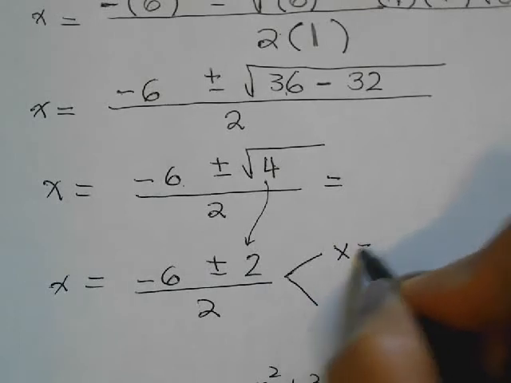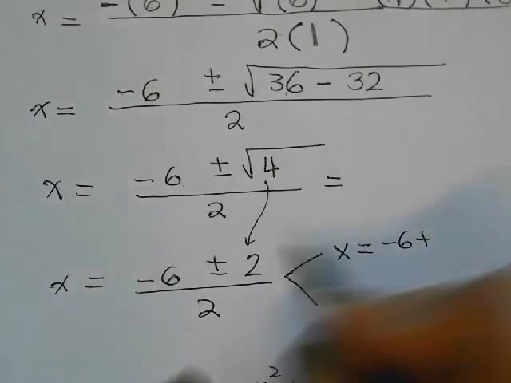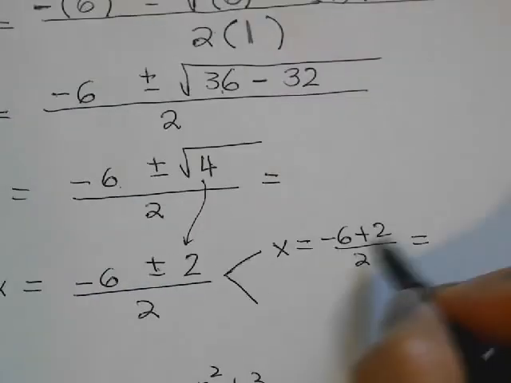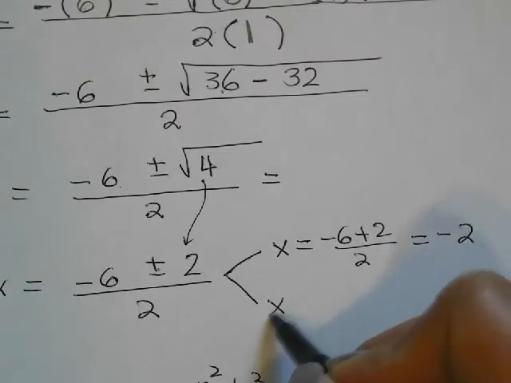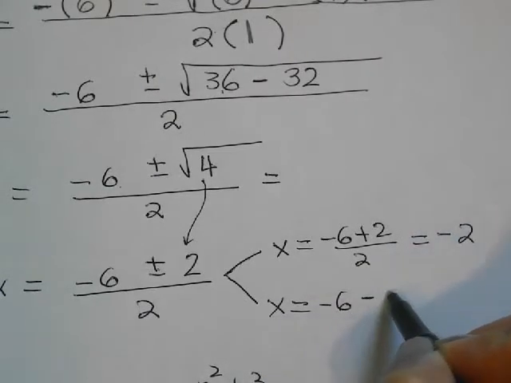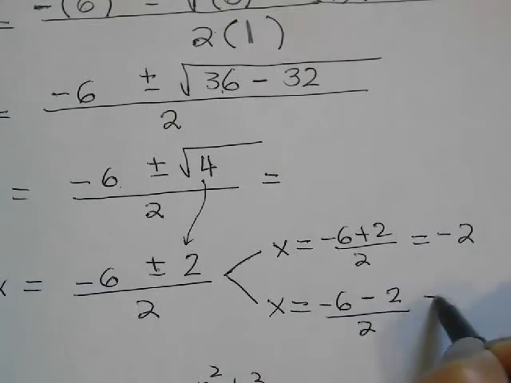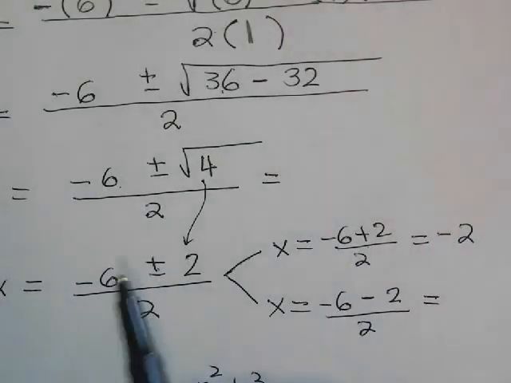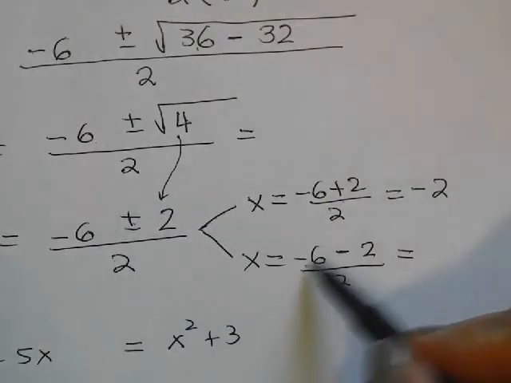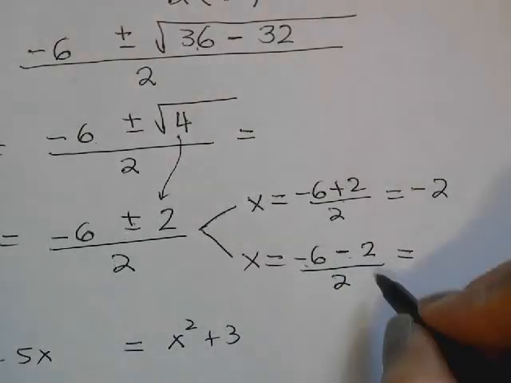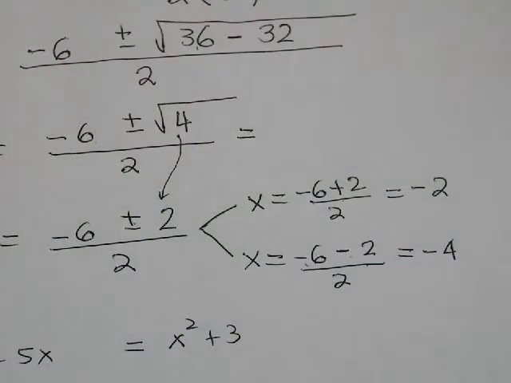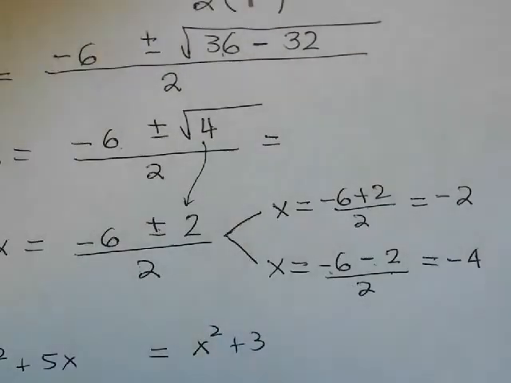Okay, so that would give you two answers because it's plus and minus. So that would be x is equal to negative 6 plus 2 over 2. And that will give you negative 4 over 2 or negative 2. And negative 6 minus 2 over 2. So one is plus and one is minus. That's the meaning of this plus minus. Okay, so negative 6 and negative 2 is negative 8. Divided by 2 is negative 4. So we got the same answer that we got using factoring. Let's go to example 3.